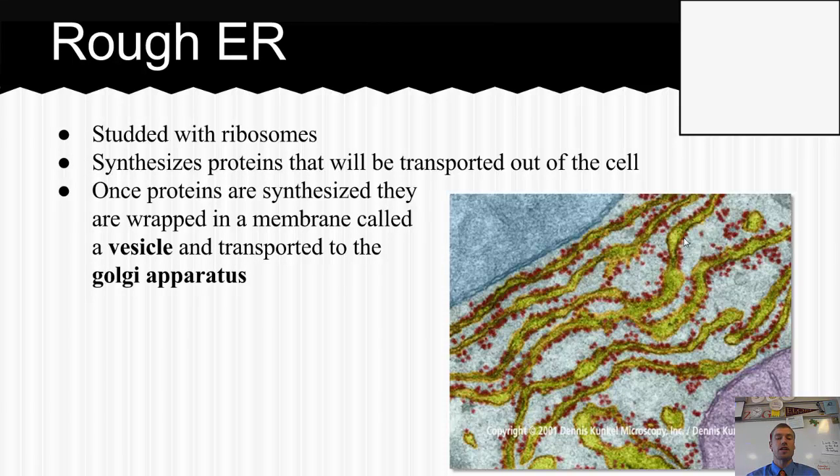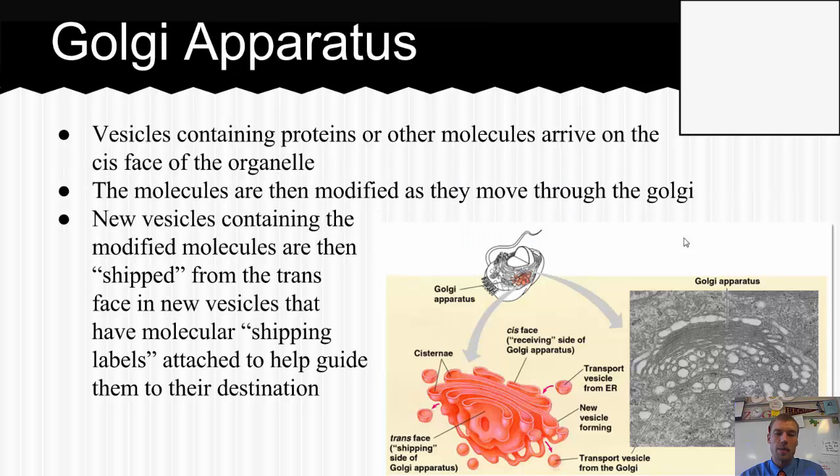The rough endoplasmic reticulum is studded with ribosomes, so based on that, you can assume that its function is to synthesize proteins, and you would be correct. In general, it's going to be synthesizing proteins that are going to be sent out of the cell. So what happens is that the proteins are synthesized, and then they are enclosed in a membrane called a vesicle, which again is just a lipid bilayer, where it is going to be transported to the Golgi apparatus.